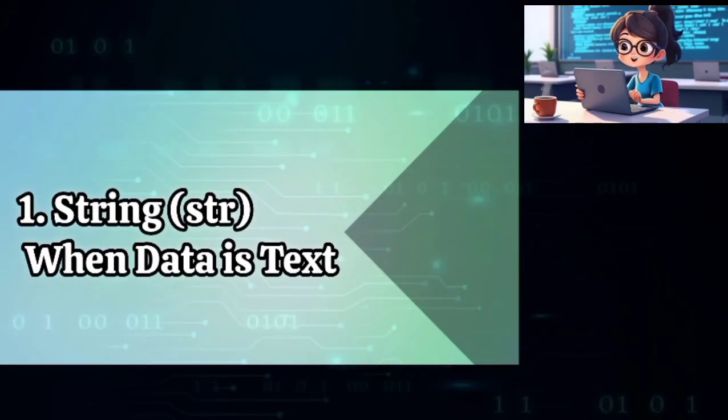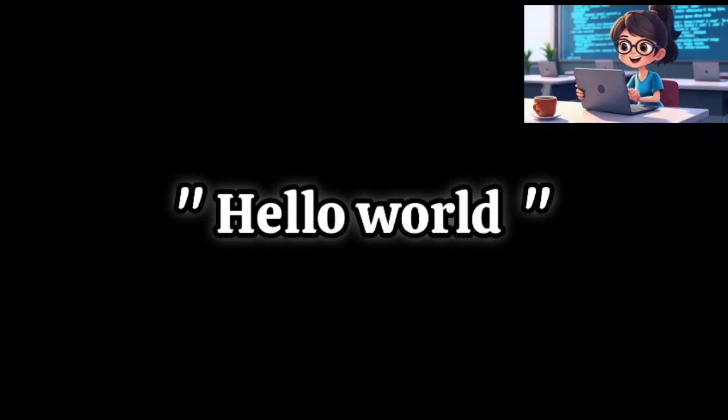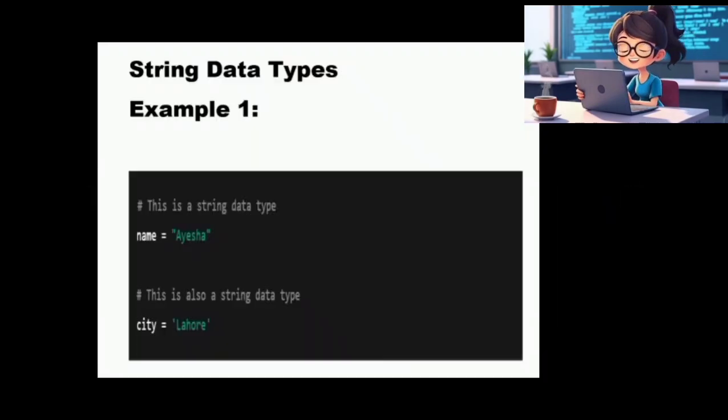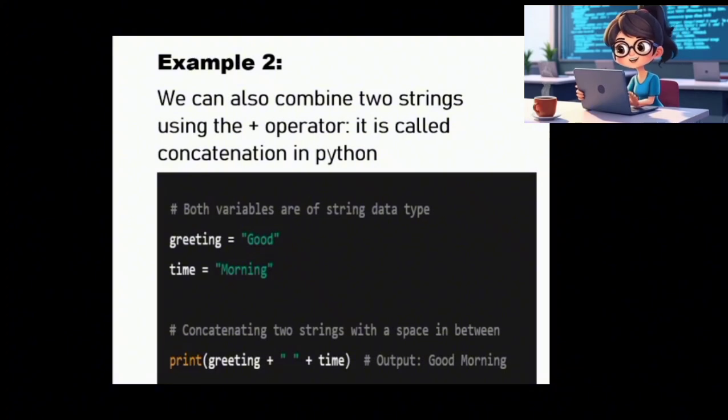1. String, str. When data is text, string means text. Anything made of letters, words, or sentences. In Python, we write strings inside quotes. Example 1: name equals Aisha, city equals Lahore. Both name and city are strings because they are text written inside quotes. We can also combine two strings using the plus operator. Example 2: greeting equals good, time equals morning, print greeting plus space plus time.